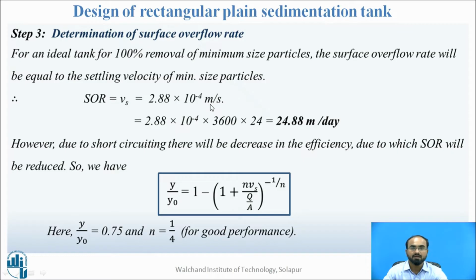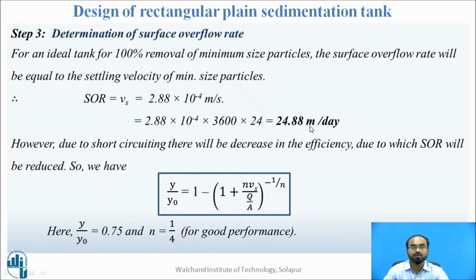Now, we have to convert meter per second to meter per day. So, what we have to do? We have to multiply it by 3600 multiplied by 24, that is, you convert to hours, then convert to days. So, you will be getting 24.88 meter per day.